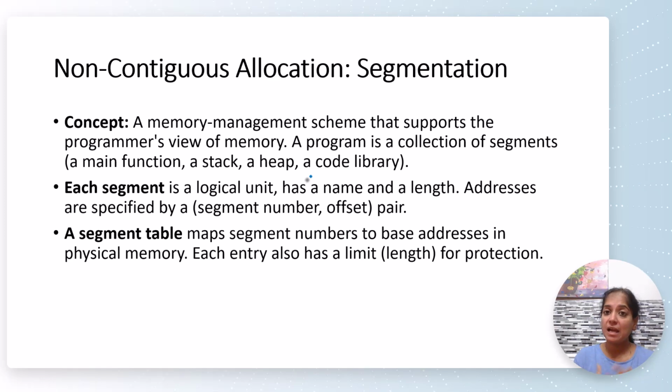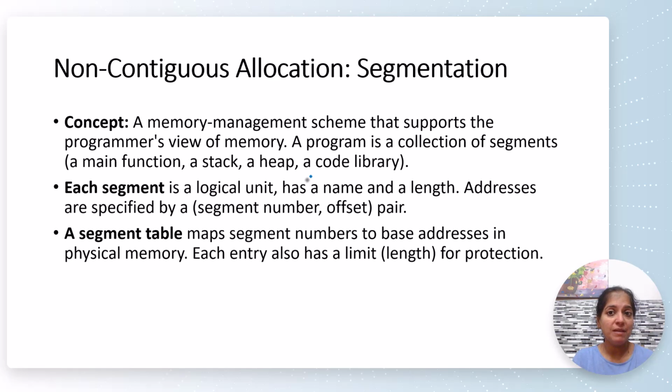For example, when I am thinking of my code, I will think that function 1 is stored in one memory partition, function 2 is stored in one memory partition, my heap is stored at one place, and my stack is stored at another place. All of these are called segments. Each segment is a logical unit which has a name and a length, and addresses here are specified by segment number and offset, unlike the page table, where it is specified by page number and offset.